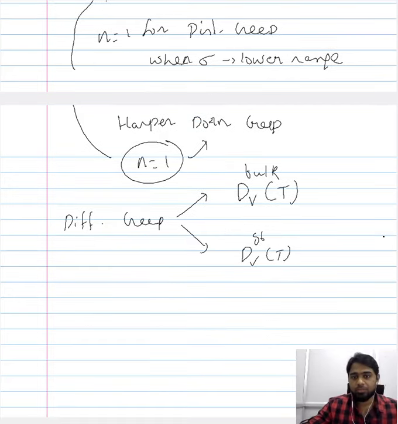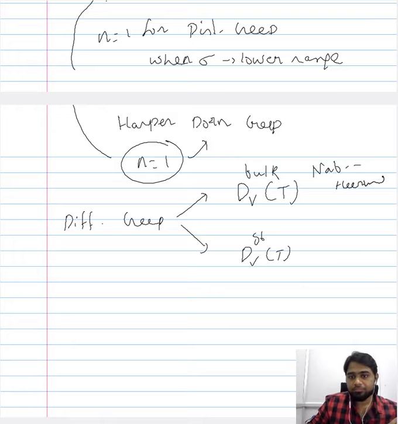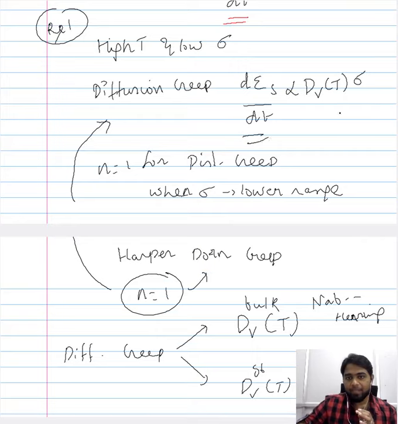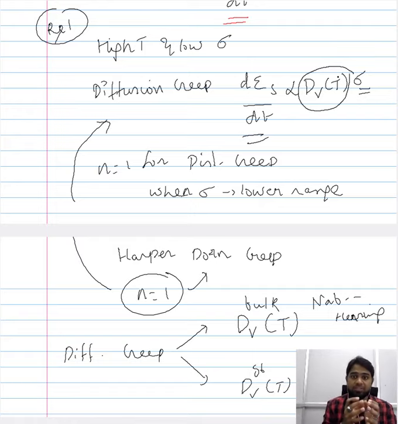So these two play a major role in the diffusion creep, and these two are referred to as the Nabarro-Herring creep and the Coble creep. So in case of diffusion creep, even though we have a direct relation between the strain rate and the stress, the major contributor is the diffusivity of vacancies, and depending on how the vacancies diffuse, its influence on the creep rate also varies.